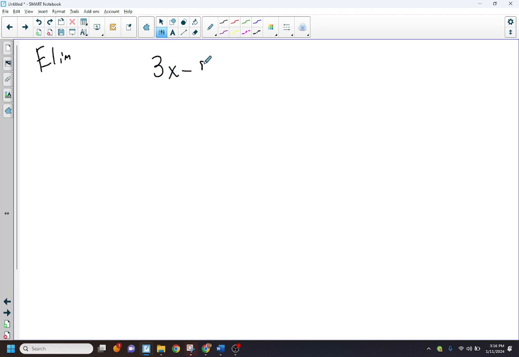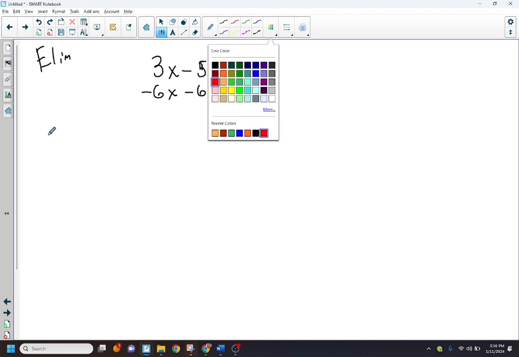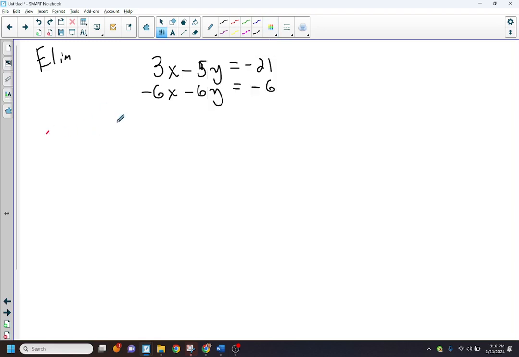3x minus 5y equals negative 21. And negative 6x minus 6y equals negative 6. What do you think we have to do? We have to get it to match. What do you think we're going to do to make it match? 3.